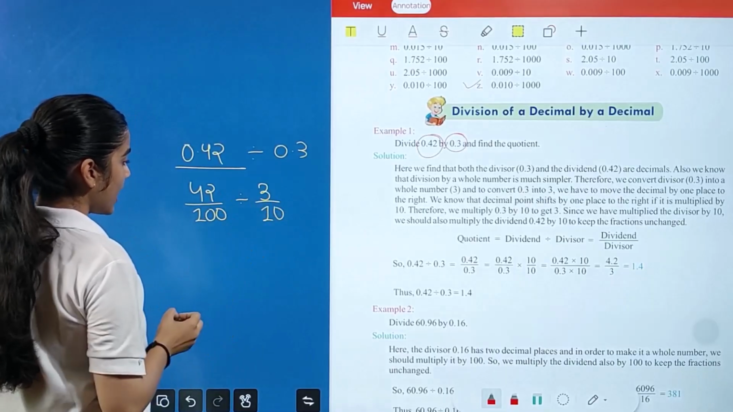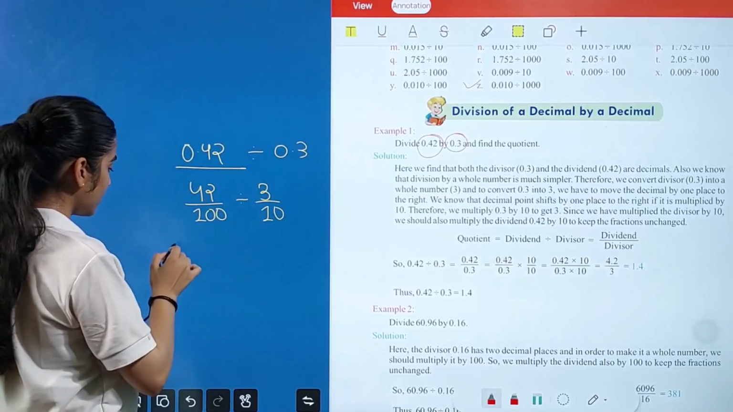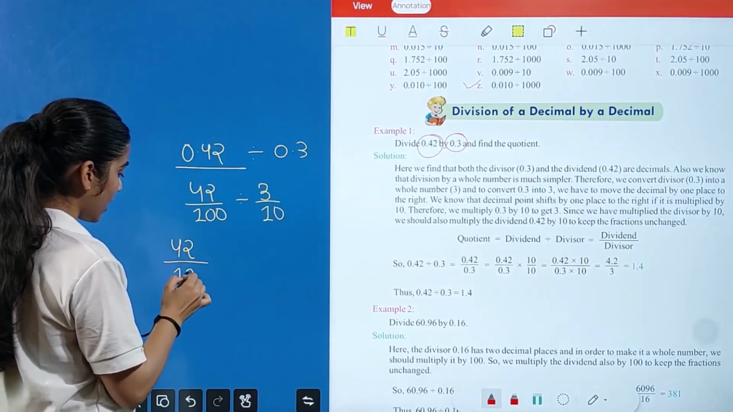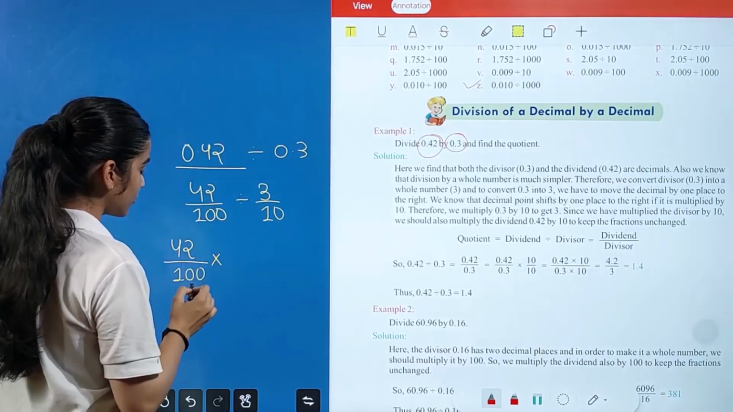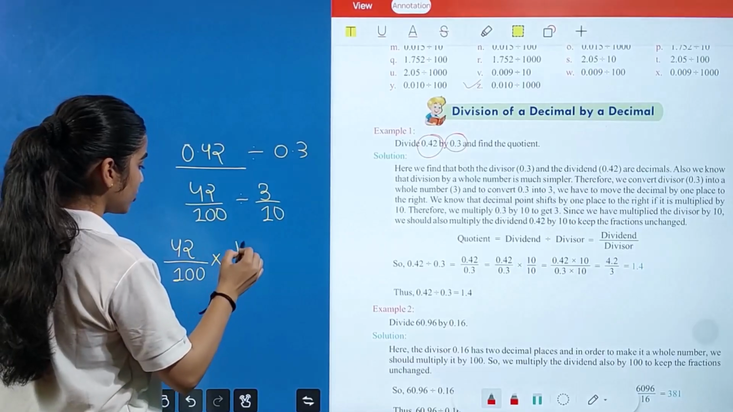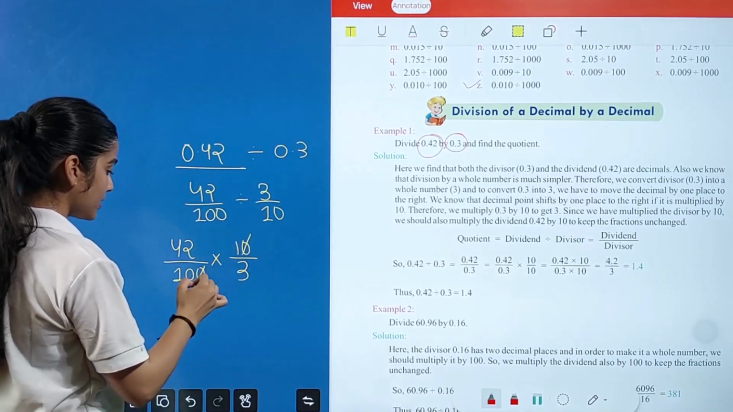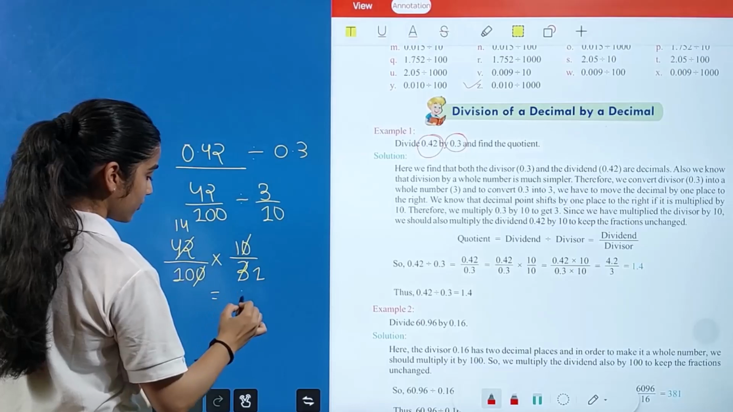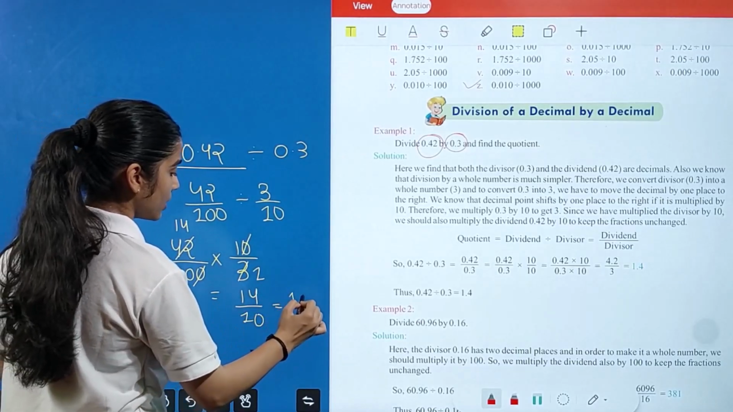Now we have to take a division of these fractions. What we learned in fractions is, if we have two fractions, we have to take the reciprocal of the second fraction and convert the division sign into multiplication. So the answer will be 10 by 3. Now you have to cancel the zeros. 3 ones are 3 and here we have 14. So your answer is 14 by 10, and at the end your answer is 1.4.